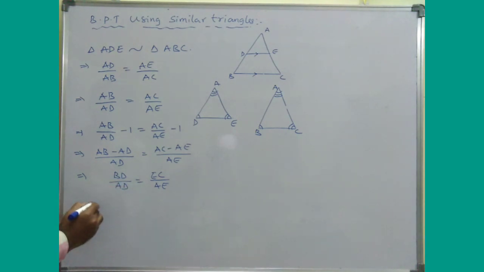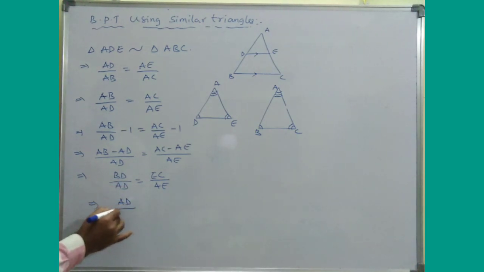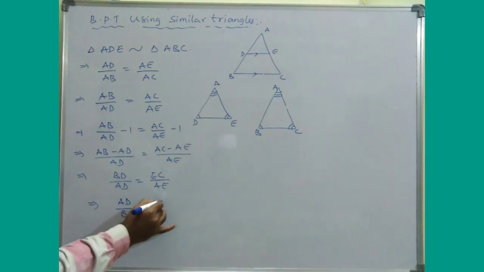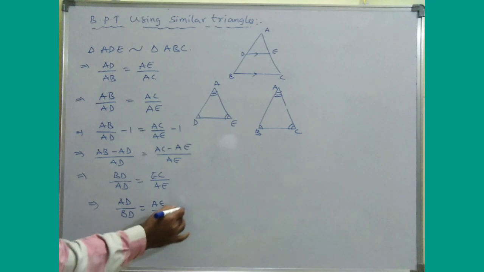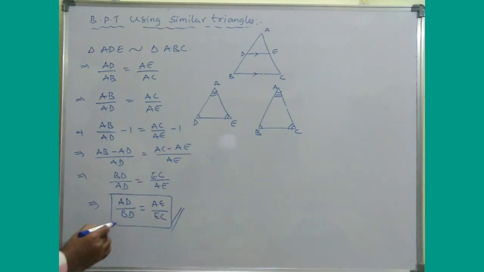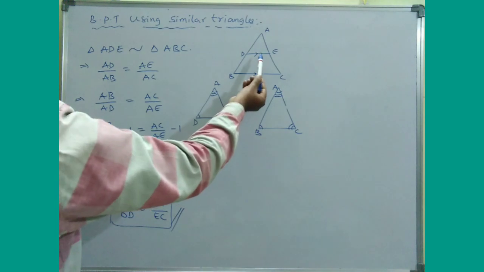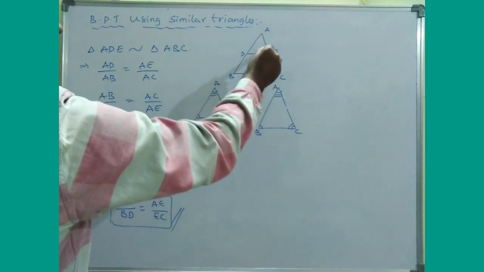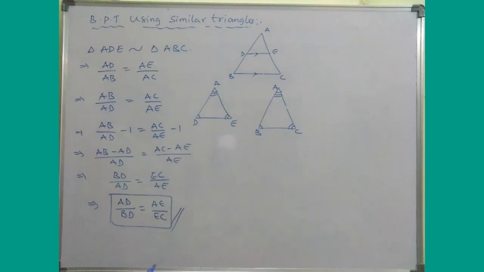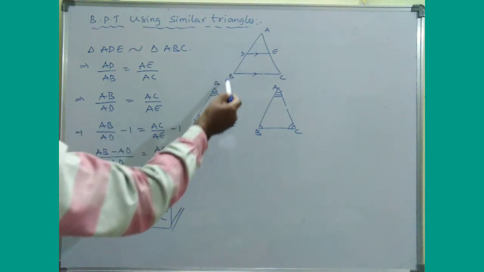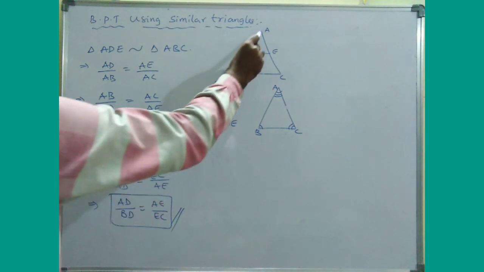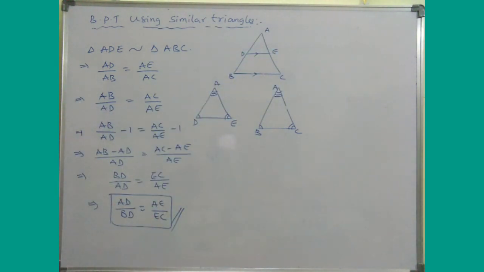Isn't it? So once again, take the reciprocal for this. AD by BD is equal to AE by EC. See the condition that we proved in BPT. Isn't it? The line divides the other two sides in the same ratio: AD by DB is equal to AE by EC. So like this, by using the concept of similar triangles, we can prove the BPT theorem. Very simple.